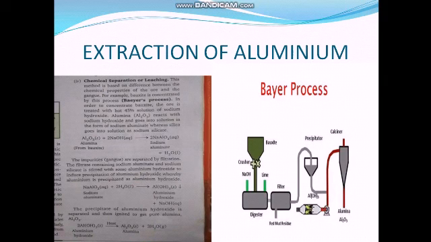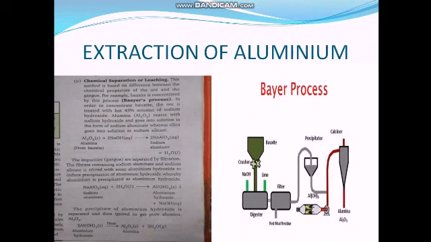The chemical formula of bauxite is Al2O3.2H2O. Bauxite contains 60% of alumina along with some impurities like sand, ferric oxide, titanium oxide, etc. The concentration of aluminium ore is done with the help of Bayer's process.